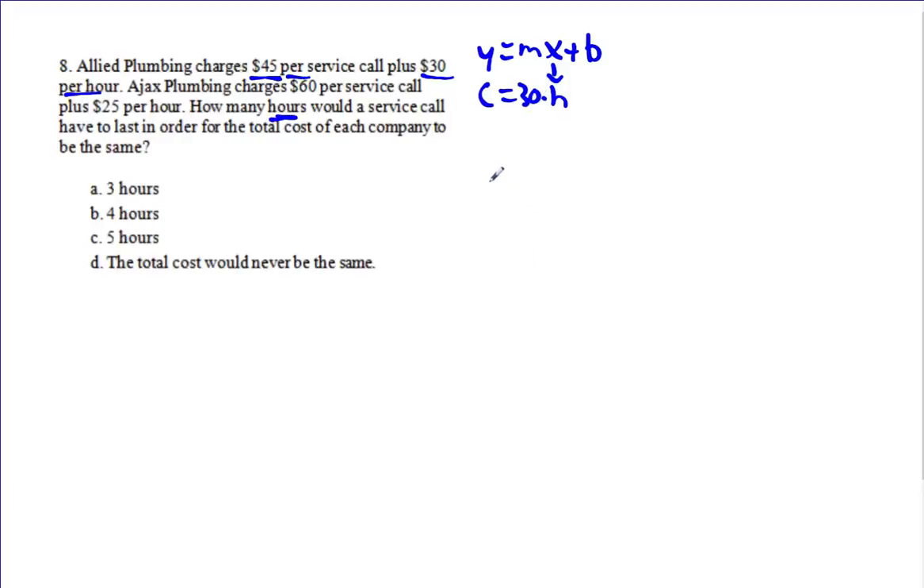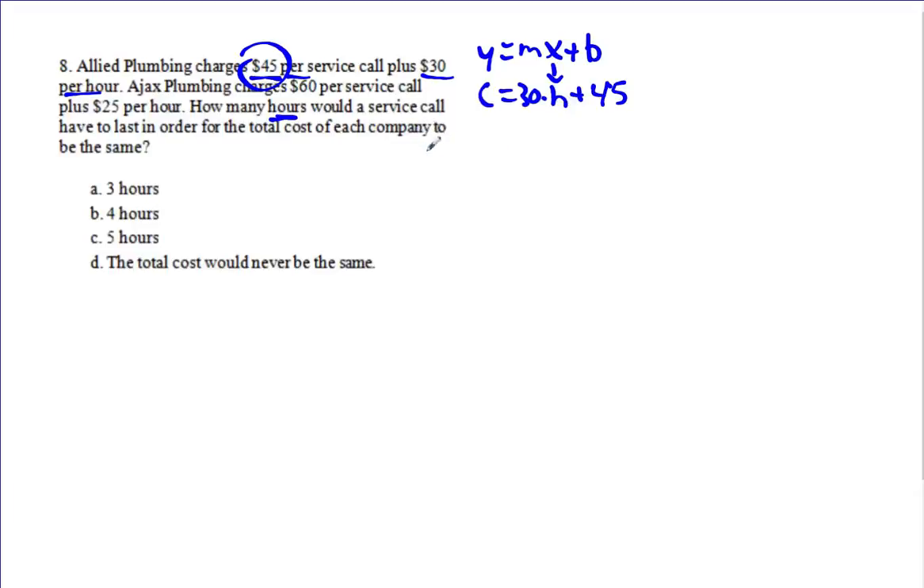Now if they change it and they said how many service calls would they need to make or something, I don't know how they'd have to write it. Usually time gets to be x. So 30h plus whatever's left over, and that's where we can use this 45 here. Okay, and that's equation 1.